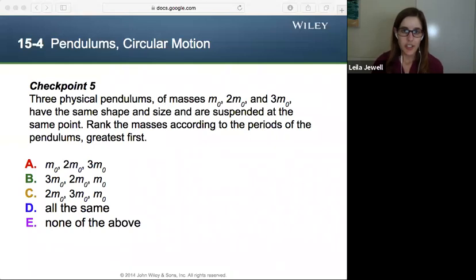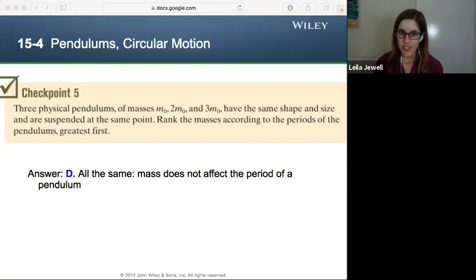All right, let's look at a checkpoint here. Three physical pendulums of masses m0, 2m0, and 3m0 have the same shape and size and are suspended at the same point. Rank the masses according to the periods of the pendulums, greatest first. All right, so please consult your equations, your notes, come up with an answer here. And while you're thinking about it, go ahead and push pause. All right, did you push pause? Okay, well, let's take a look. I hope you already have your answer.